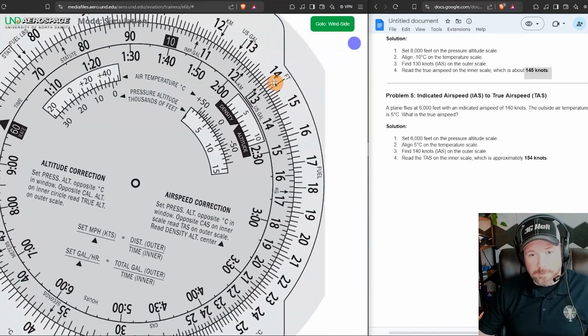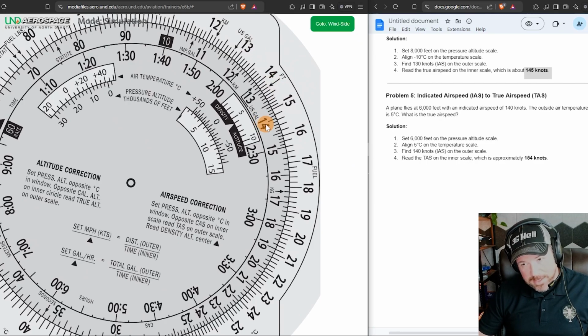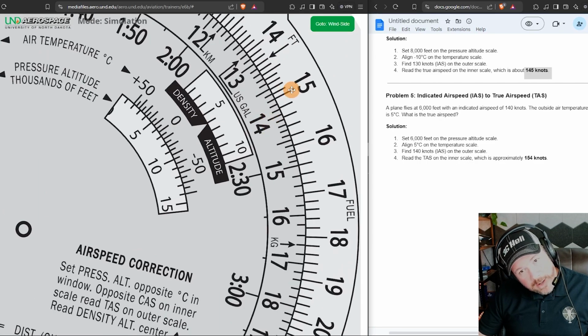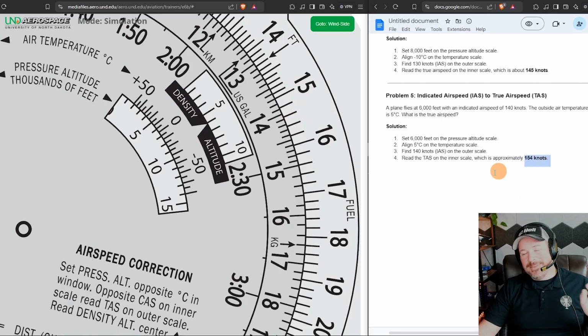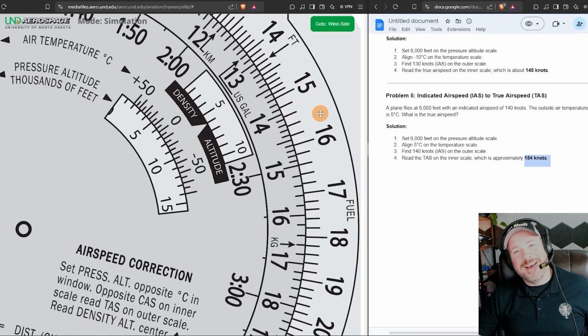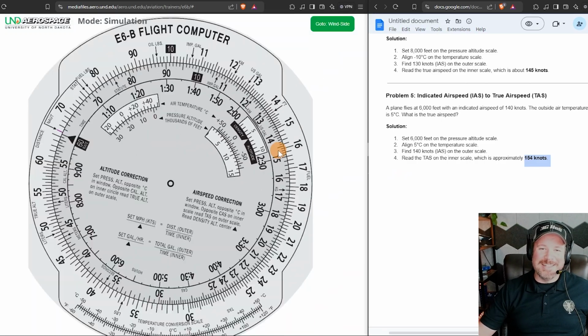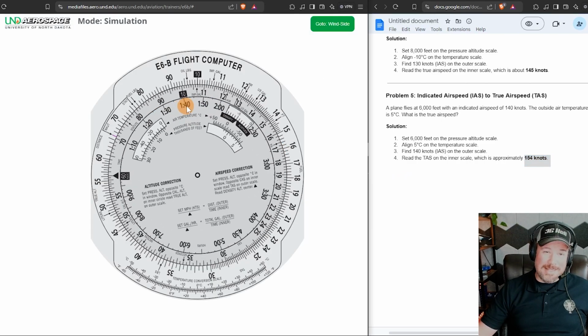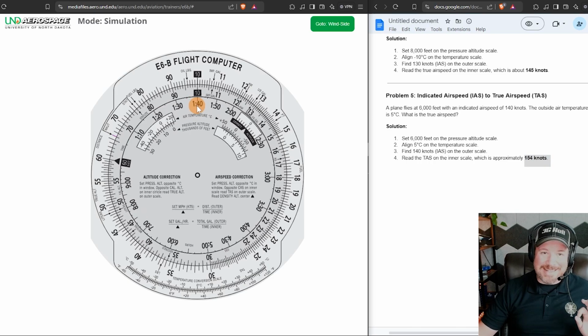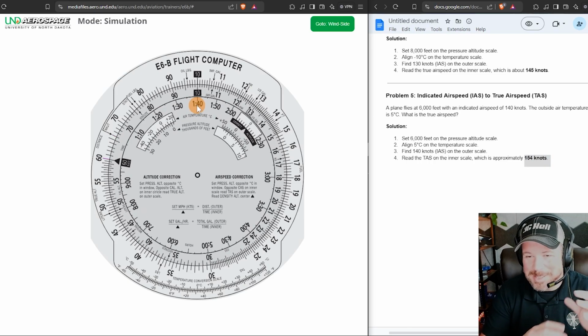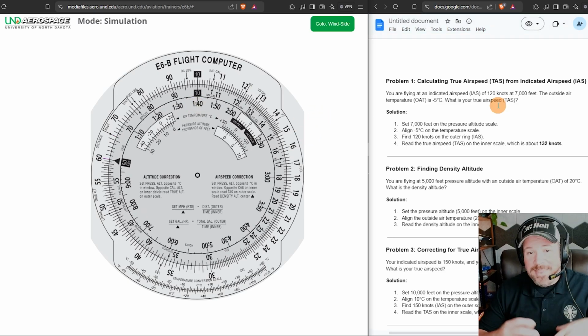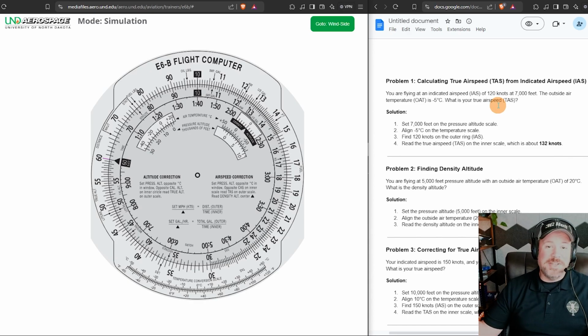Now 140 on this scale. And now we're looking at 150, 154, 156, 158, 160. So 153, honestly. Yeah, I don't like that answer, but it's close enough. It'll get you right there. Again, I don't think, honestly, this E6B flight computer is 100% accurate. I think it is pretty damn good. But that's all we have for the airspeed computations.